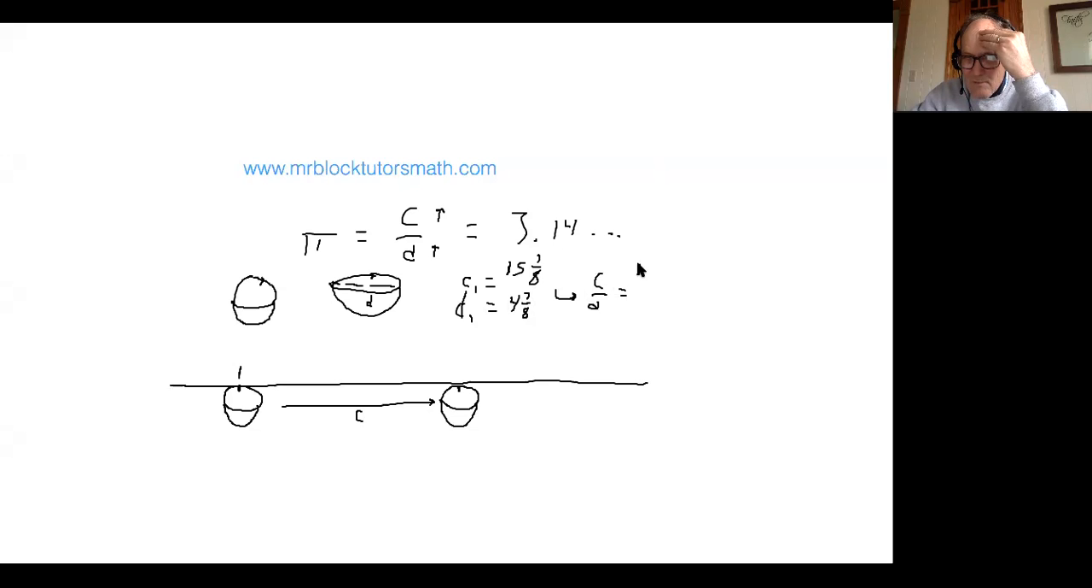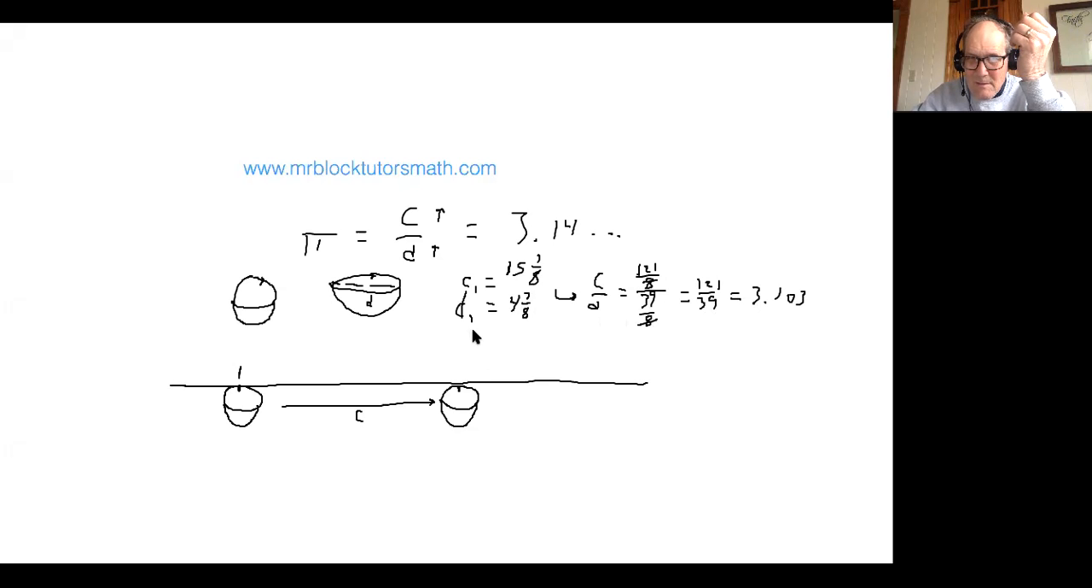So we had 121 over 8 for 15 and 1/8, and we had 39/8 for 4 7/8. Then we canceled out the 8s, got 121 over 39, which turns out to be 3.103 rounded off, about pi.